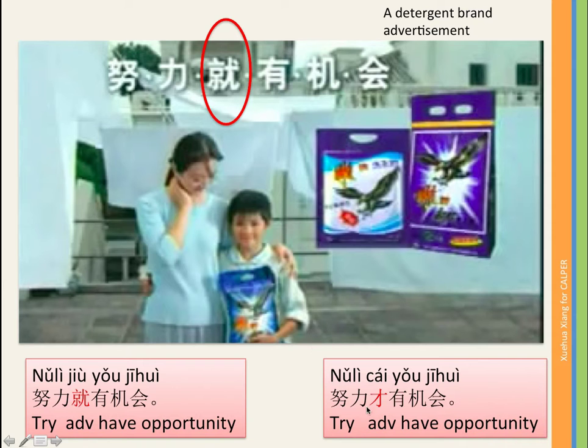努力才有机会. Then your attitude becomes different. It means you would only have opportunity if you try. So it makes try a hard to get kind of thing.